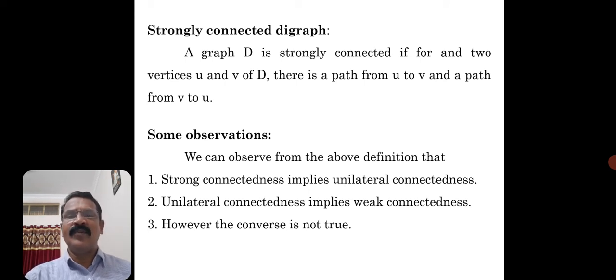So what is the difference? In a weakly connected digraph, there is a semi path between two vertices. A digraph is said to be unilateral if there is a path either from U to V or from V to U, just one path. What do you mean by a strongly connected digraph? If you consider any two vertices U and V of the digraph D, there must be a path from U to V and compulsorily a path from V to U. Then such a digraph is called a strongly connected digraph.